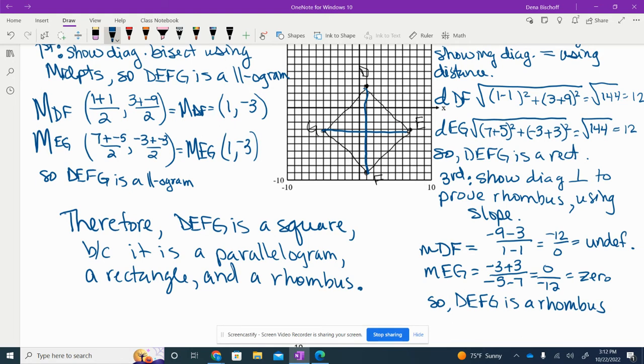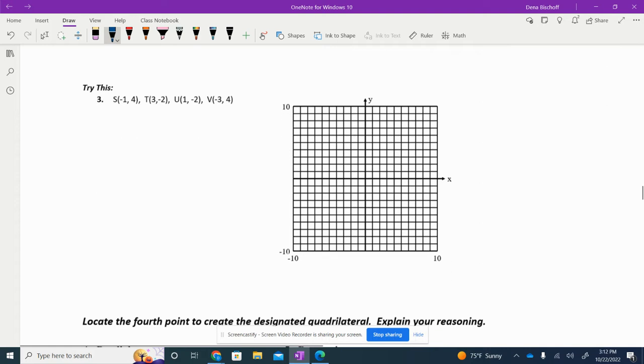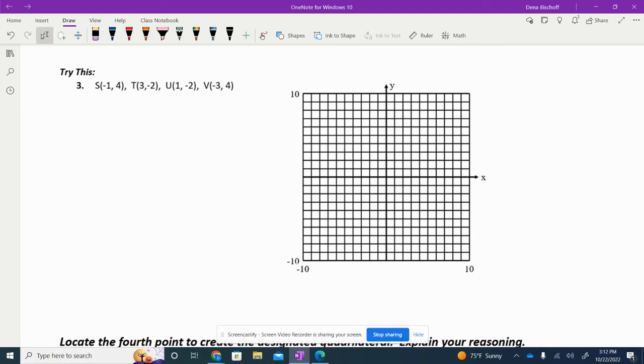All right, I know this is a lot. We have 2 more examples for this video. So let's do example number 3. So go ahead and plot your points. Actually, I lied. We have 3 more examples.